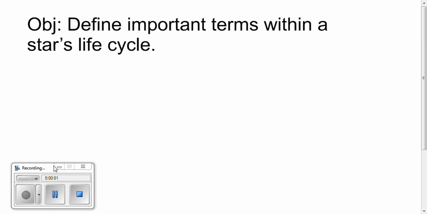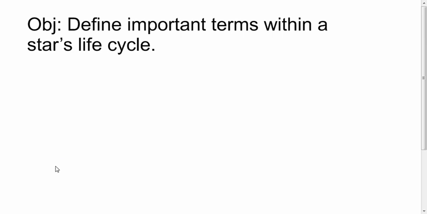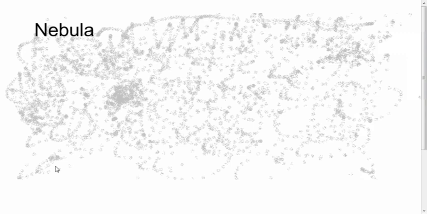The purpose of this video is for you to be able to define important terms within a star's life cycle. First is a nebula, and the nebula is the big cold cloud that is the birthplace of stars. It's predominantly made of hydrogen. There are lots of other gases in there, like some helium, and in modern times there are trace amounts of methane and other elements, depending on where the nebula came from, but it's still predominantly hydrogen.